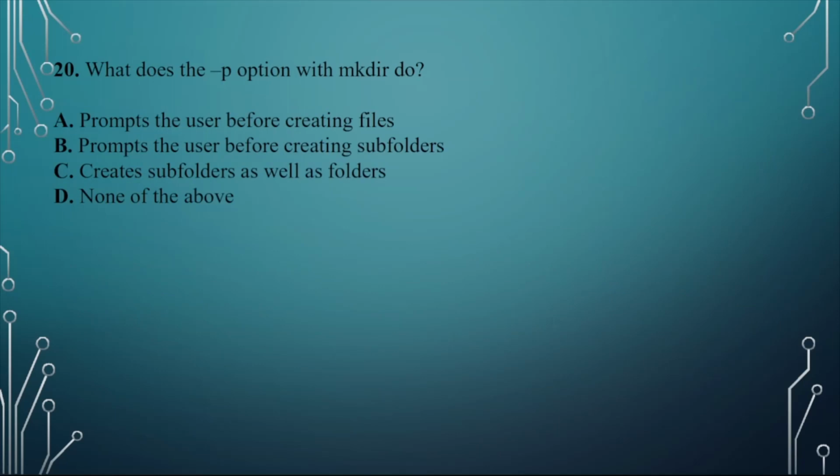Question number 20. What does the -p option with mkdir do? A. Prompts the user before creating files. B. Prompts the user before creating subfolders. C. Creates subfolders as well as folders. D. None of the above.